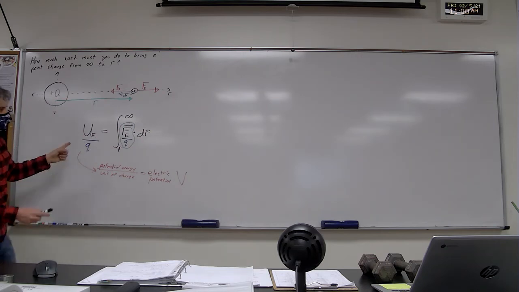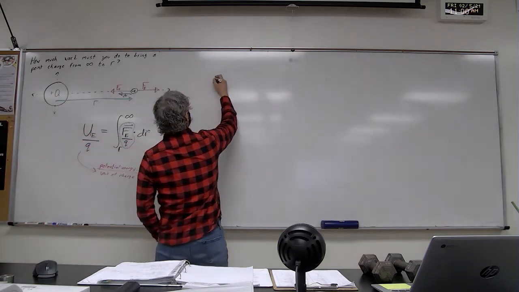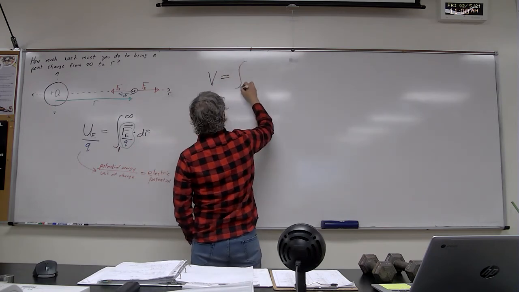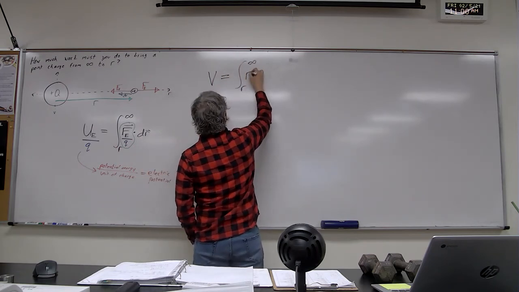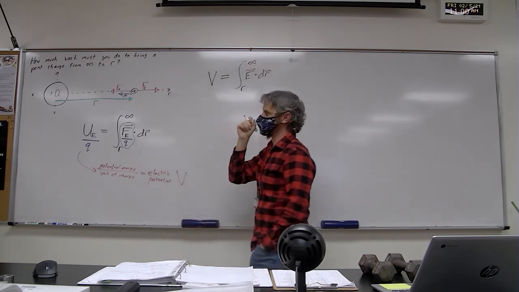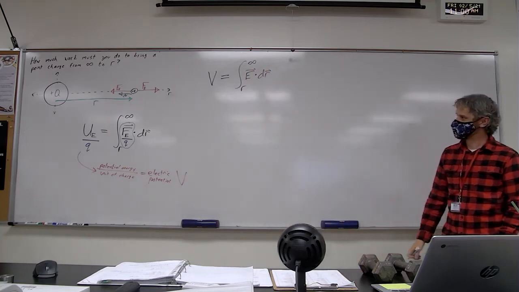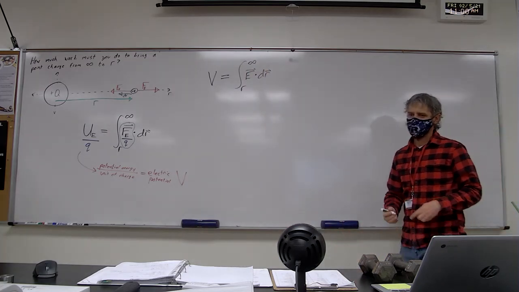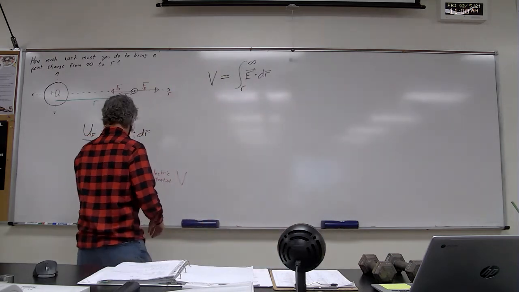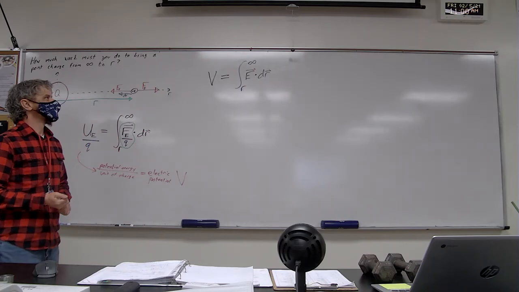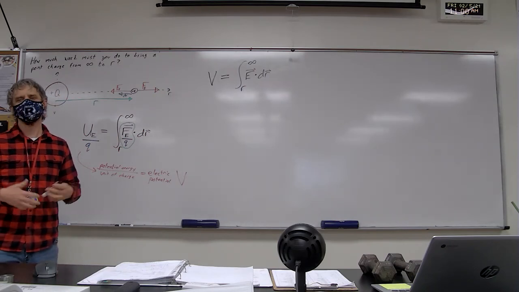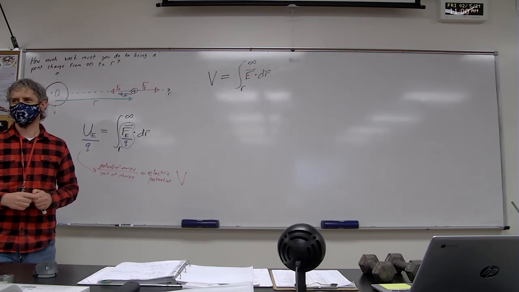And so the equation for electric potential is the integral from r to infinity of E dot dr, the electric field dotted with dr. This in and of itself isn't very useful, because electric potential isn't important. It is important, but it's not going to drive a circuit.